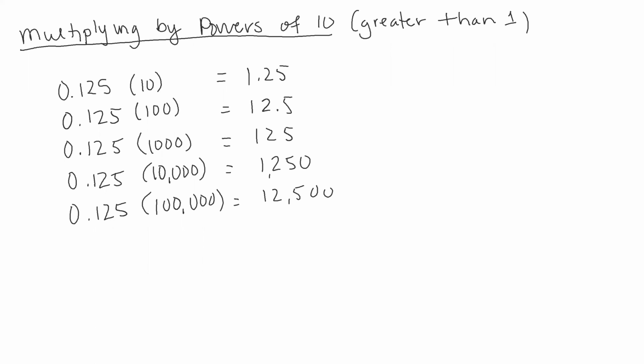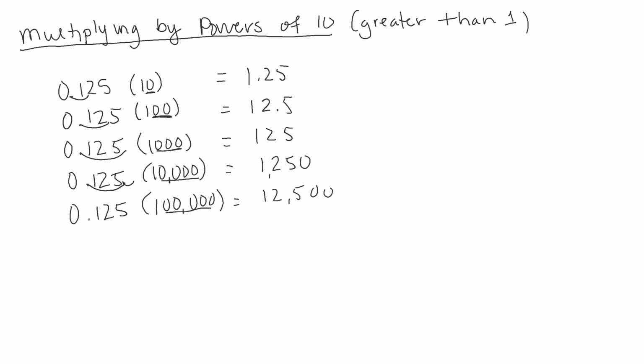Okay. And notice here in the first example, I had 1 zero in my power of 10 and I moved my decimal once. In the second example, I had 2 zeros in my power of 10 and I moved my decimal twice. Next, I had 3 zeros in my power of 10. I moved my decimal 3 times. I had 4 zeros in my power of 10. I moved my decimal 3 times and I was at the end of the number. So I moved it 1 more and added a 0.